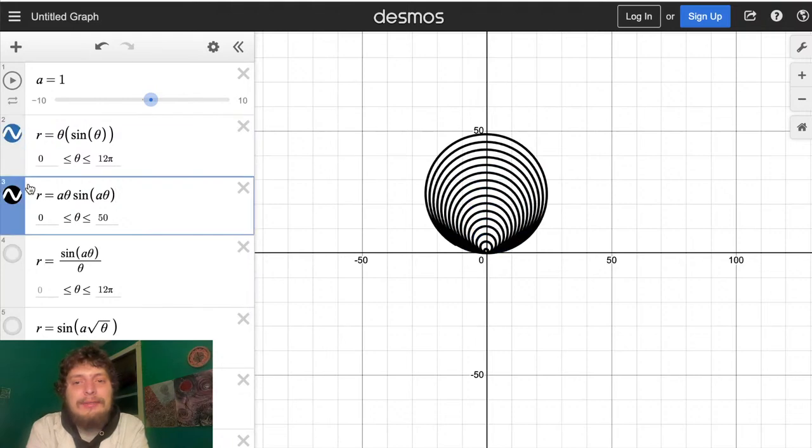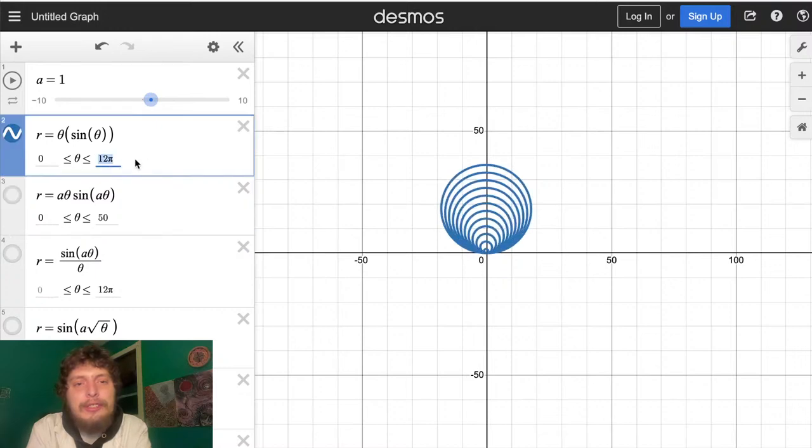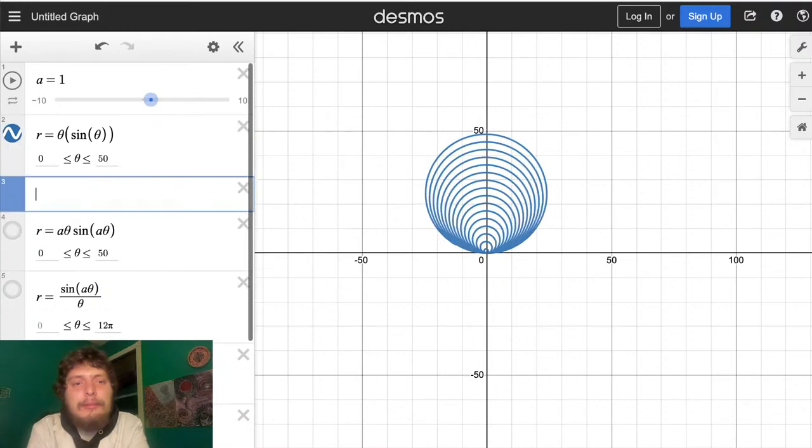Same thing. Because it was set to one. Why do they look different? Oh, because they have different ranges. We'll set them both to go to 50.